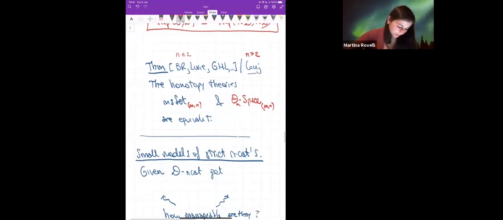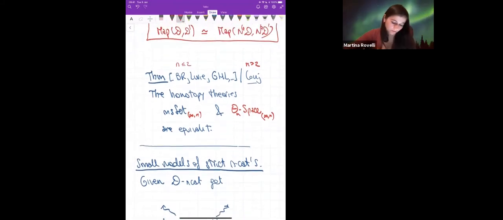Okay, so I would like to talk about small models of strict n categories. What is the situation where we are now? We have a vague idea of what an n-complicial set is, and we have a way to regard every strict n category as an n-complicial set by taking the natural nerve.